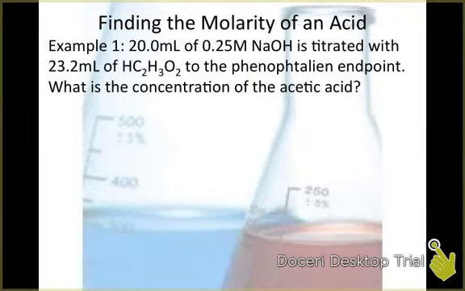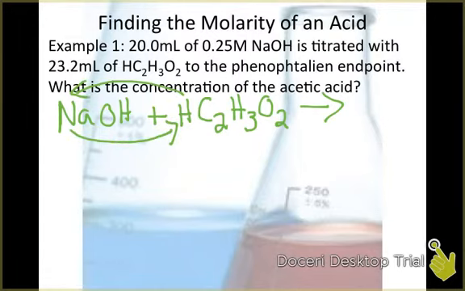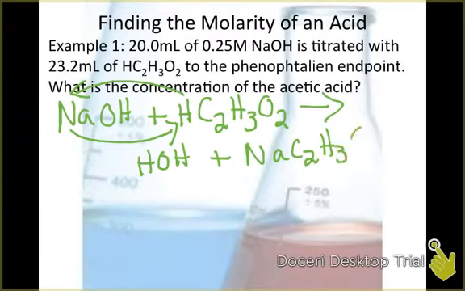So for instance, we are taking sodium hydroxide and we are mixing it with acetic acid. Now, if you remember, acid-base reactions work semi-like double replacement. So what that means is the sodium is going to replace the hydrogen, and the hydrogen is going to replace the sodium. So our products are going to be HOH, which we know to be water, plus sodium acetate. But whenever we're doing neutralization reactions, I suggest you don't stop here.